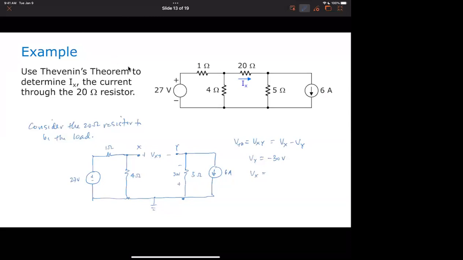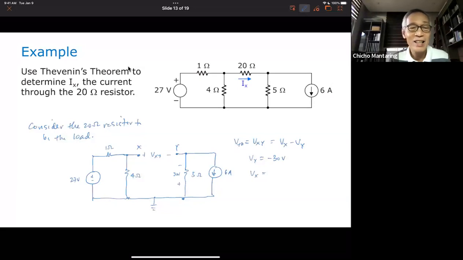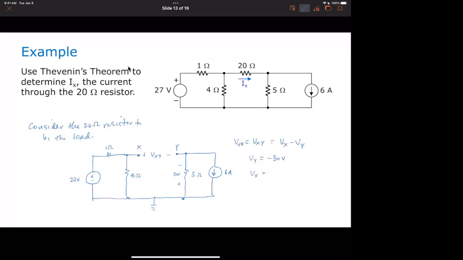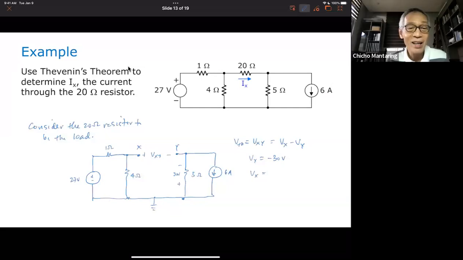Sir, since the 27 volts, 1 ohm and 4 ohms are in series, we can compute for the current. And after finding the current, we can find the voltage across 1 ohm, then subtract it from 27 volts. We get the voltage at node X. Yeah, okay. That's one way of doing it, ano? Actually, if you know the current, you multiply it by 4 ohms, that's already the voltage, right? So you don't have to do the subtraction anymore. Kasi, di ba, alam mo na yung current, so pag alam mo yung current, you multiply the current by 4 ohms, yun na rin yung voltage.